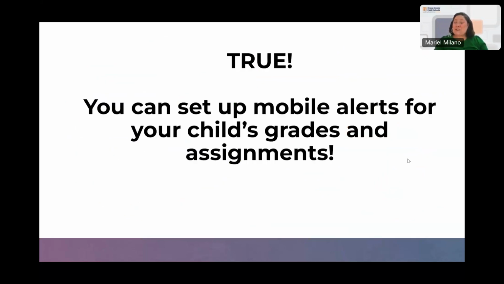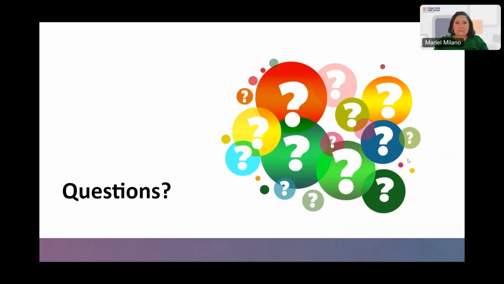If you answered true, you are on the right track. You can set up mobile alerts for your child's grades and assignments in the Canvas Parent mobile app. And again, you can get that in the iPhone App Store or the Google Play Store for Android.